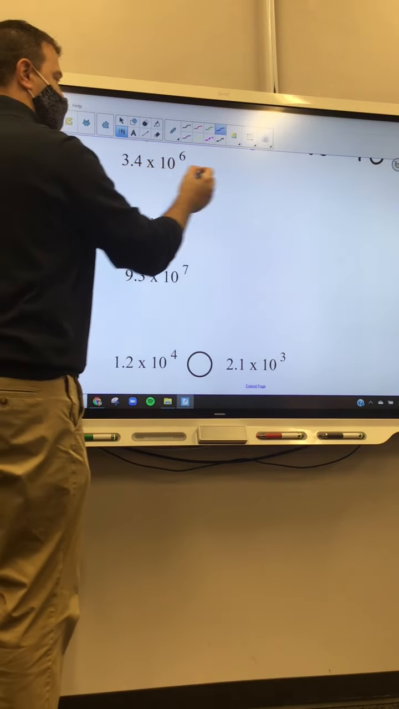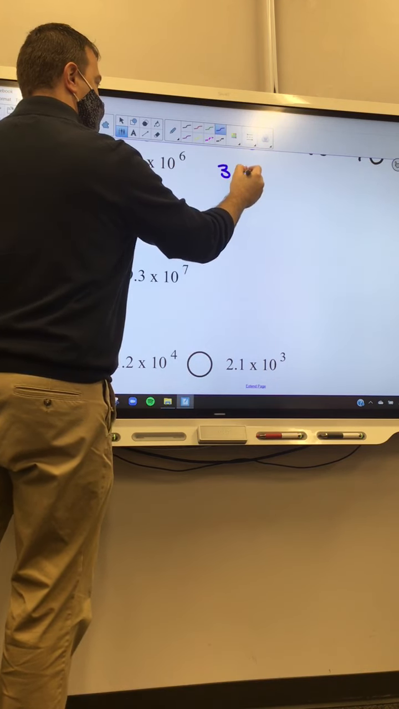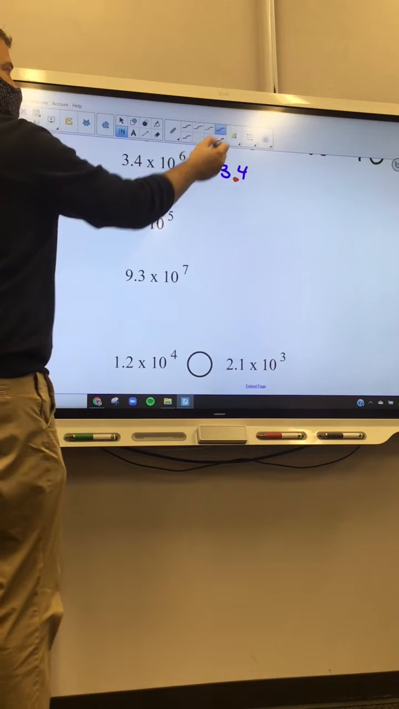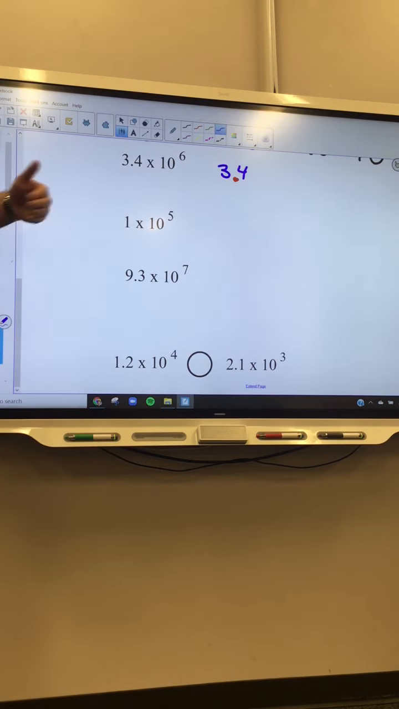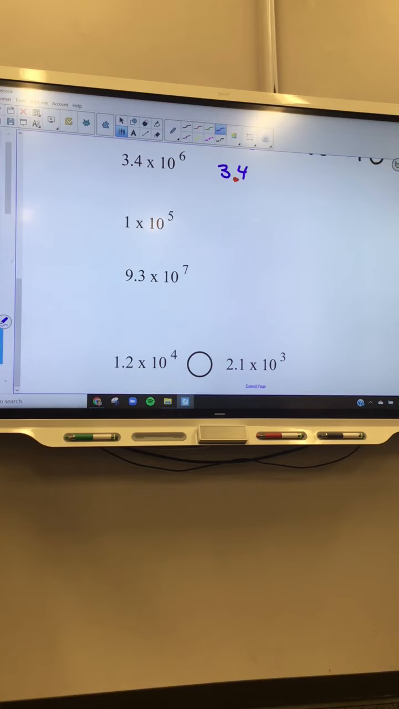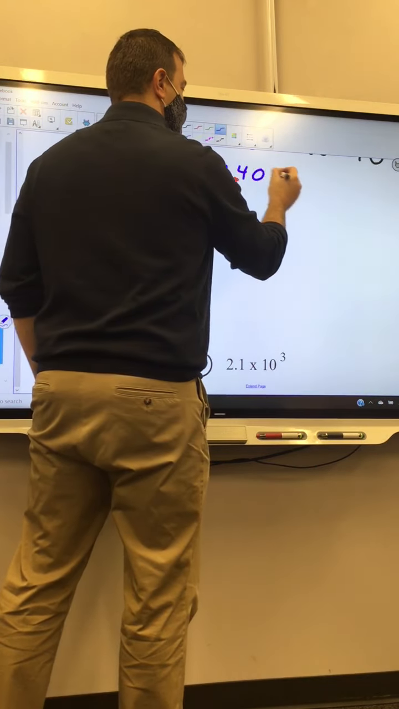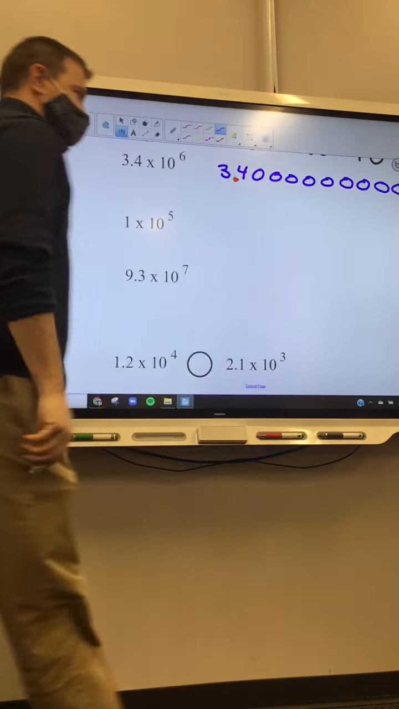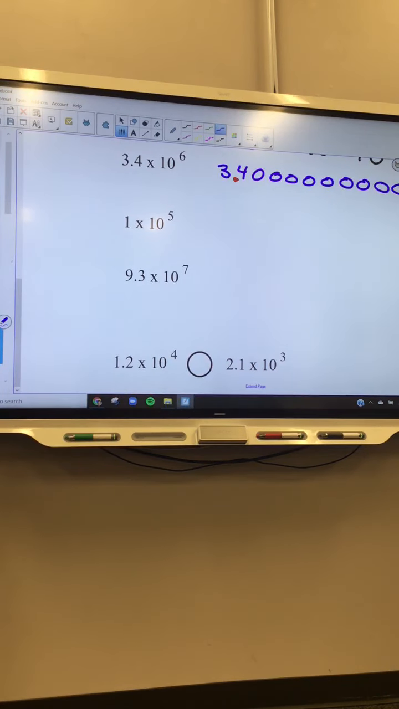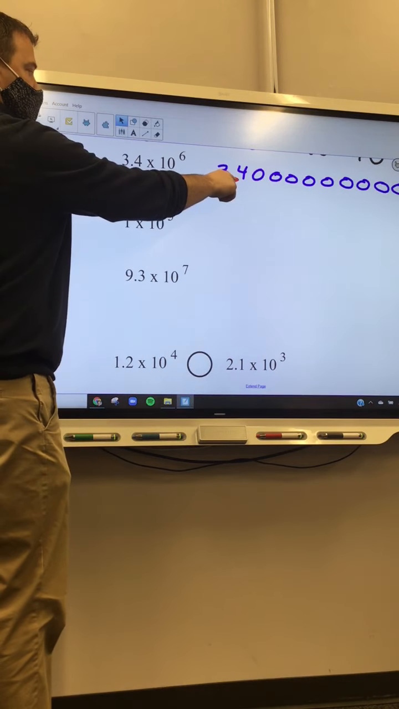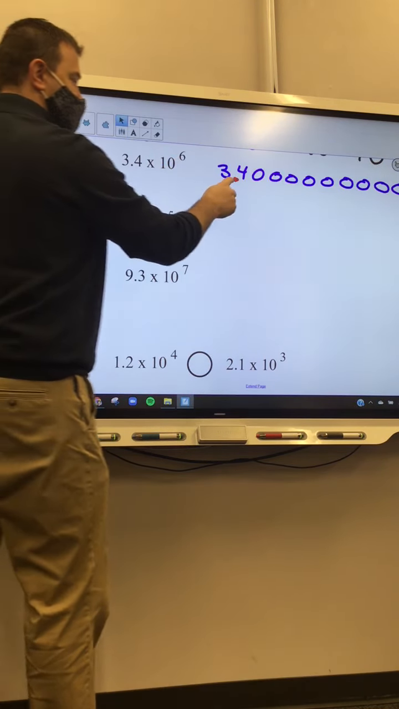So I'm starting with 3.4. I'm just going to write my decimal in a different color. And I'm going to make a much larger number because I'm multiplying it times 10, times 10, times 10, times 10, times 10, times 10. So I'm going to have a whole bunch of zeros. Okay? So here's how I like to do this. I'm going to write a bunch more zeros than I really even need to, and I'm just going to move that decimal place over from 3.4. I'm going to move it over 6 times.